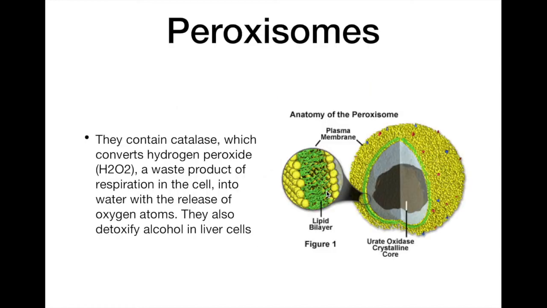Now let's see what peroxisomes are. They contain an enzyme called catalase that converts hydrogen peroxide, which is toxic, the waste product of respiration in the cell, into water with the release of oxygen atoms. They also detoxify alcohol in liver cells.